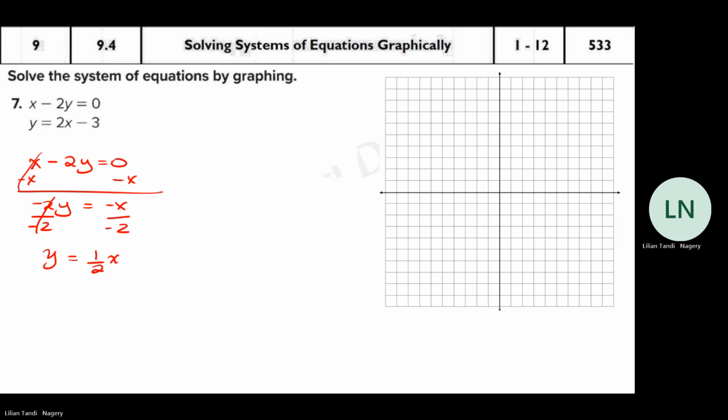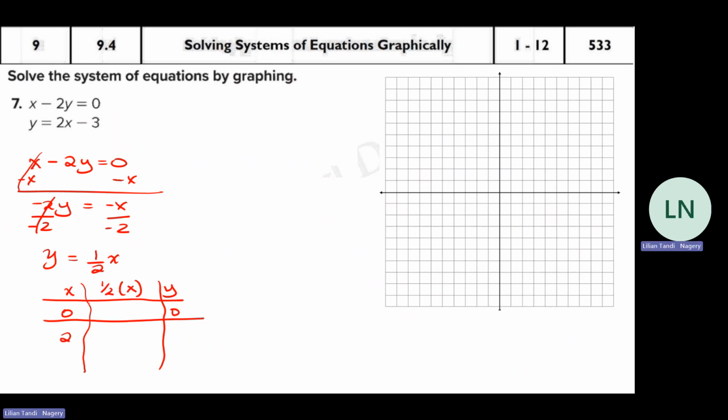Okay? So then you draw your table. You need to get 2 points, x and y. When x is 0, y is 0. Then you need to use 2, because if you use 1, you're going to get a decimal. So you're going to use 2. A half times 2 will give you 1. And here a half times 0 will give you 0. All right. Then you need to do this one.